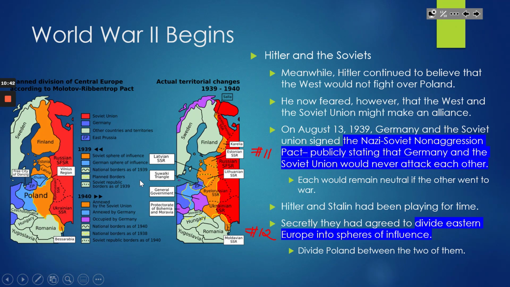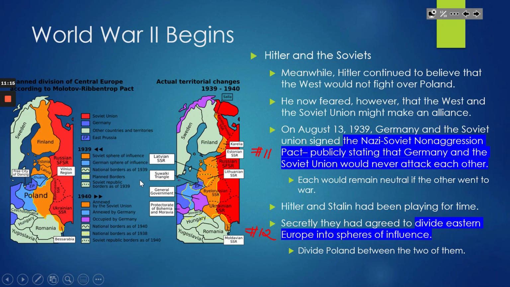So he makes this strategy, and he figures that he can make an alliance with the Soviet Union, even though he's anti-communist, right? So this is where Stalin and Hitler sign a Nazi-Soviet non-aggression pact. And that publicly, in the public eye, says, hey, Germany and the Soviet Union will never attack each other if a war starts. They're going to remain neutral. They're not going to attack each other.